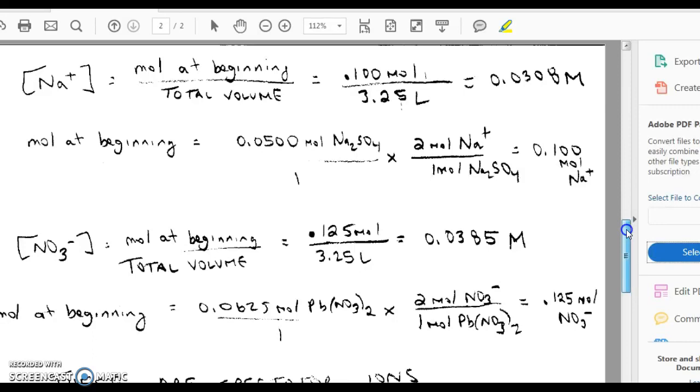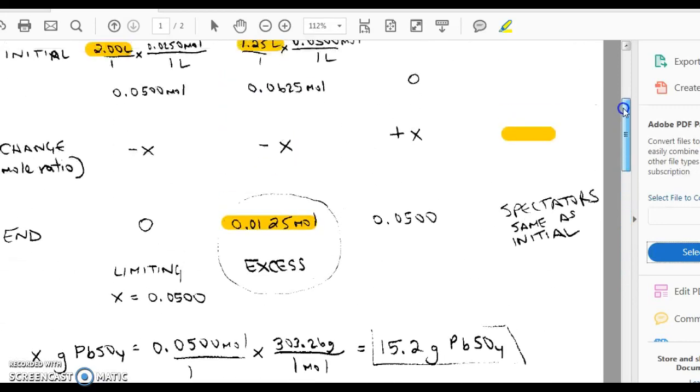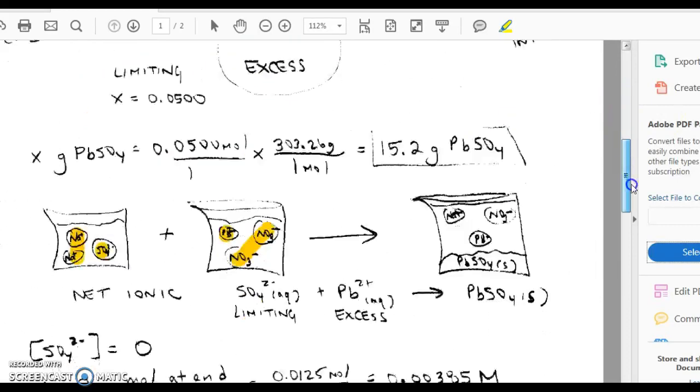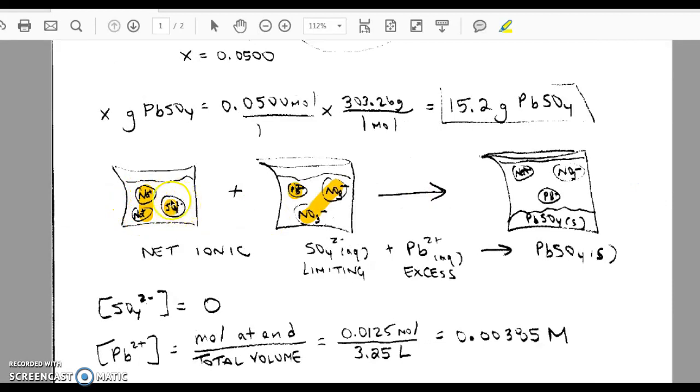So where am I finding these numbers for moles at the beginning? Well, I'm going back to my table, and I know how many moles of sodium sulfate I have at the beginning of the reaction. I also know how many moles of lead nitrate I have at the beginning of the reaction. But I have to factor in these chemical formulas and the subscripts in the compound to get the moles of the particular ion. So remember how I wrote 2 Na for every 1 SO4 here. That's a mole ratio. 2 sodiums for every 1 lead, that's also a mole ratio.